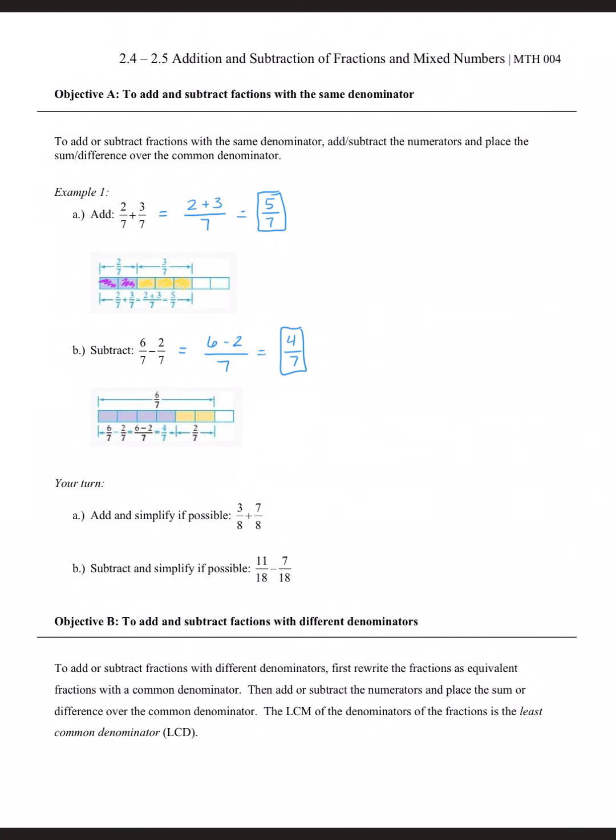So now what I'd like you to do is pause the video and work through your turn example A and B. When you're finished, unpause the video and check your answers with mine.